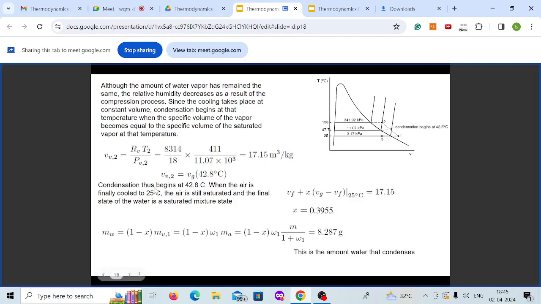When the air is finally cooled to 25 degrees Celsius, the air is still saturated, and the final state of the water is a mixture. So at 3, your specific volume will remain the same. Corresponding to 25 degrees Celsius, you can find your liquid and gas specific volumes. On substituting, you can find the dryness fraction, which comes out to be 0.3955.